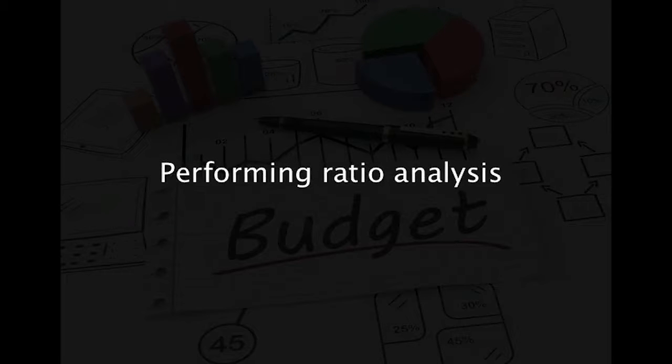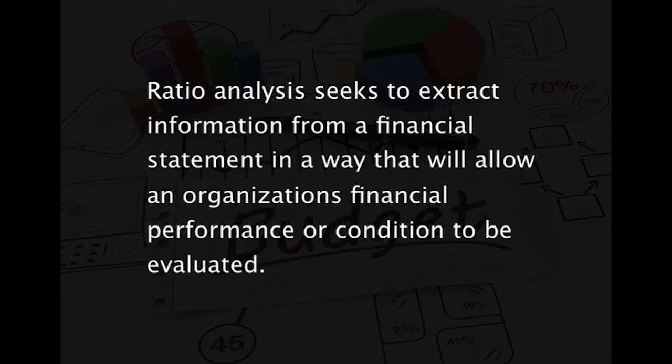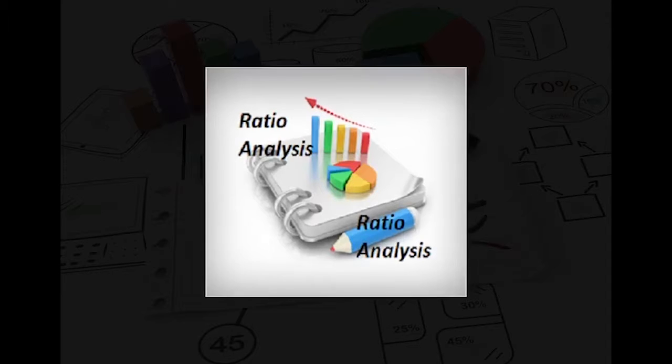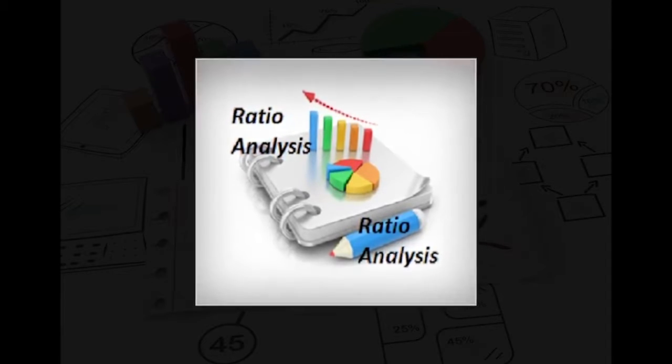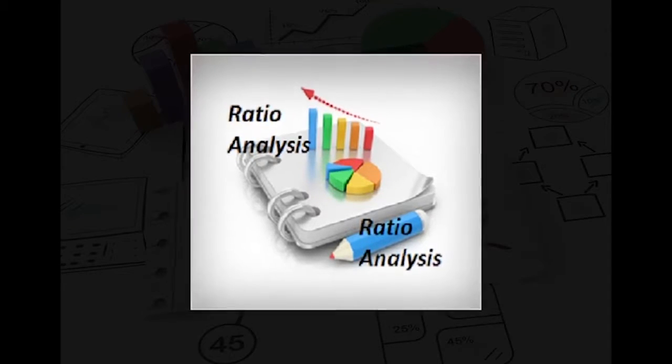Next is perform ratio analysis. Ratio analysis seeks to extract information from a financial statement in a way that will allow an organization's financial performance or condition to be evaluated. It involves selecting two significant figures from the financial statements and expressing their relationship in terms of a percentage or ratio.